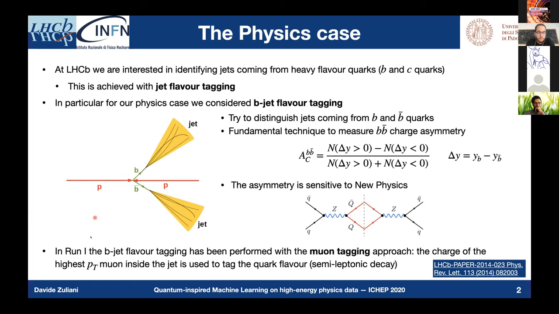In Run 1, the b-jet flavor tagging has been performed with the muon tagging approach. So basically, you search for the highest transverse momentum muon inside the jet, and the charge of the muon is related through a semileptonic decay to the charge of the quark that has generated the jet. And here is the link to the result from Run 1.